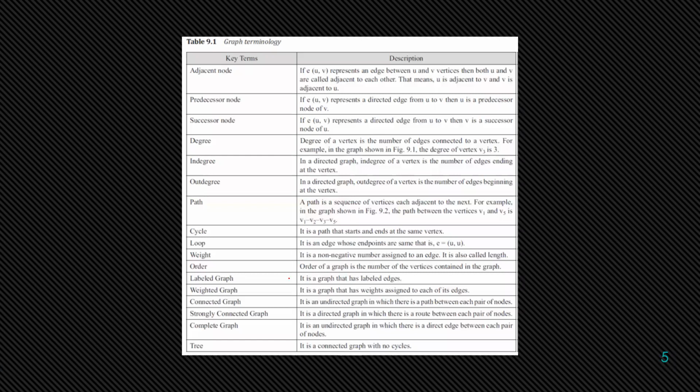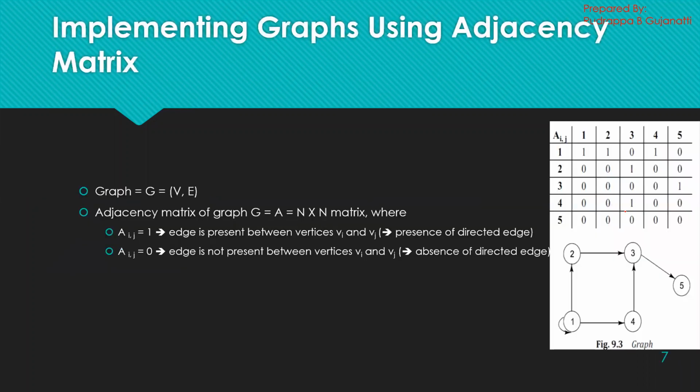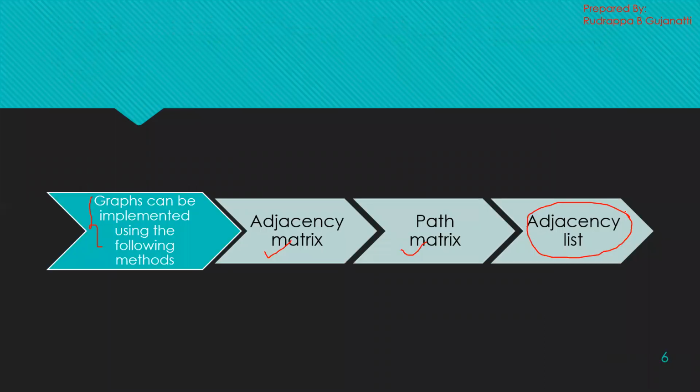Then in the last session, we had discussed the adjacency matrix and path matrix, that is, how we implement a graph using these two methods, and how the path matrix is different from the adjacency matrix. Last, what we have to discuss is the adjacency list, how we implement a graph using an adjacency list. For the adjacency list, we require the adjacency matrix, and from that we develop the adjacency list.